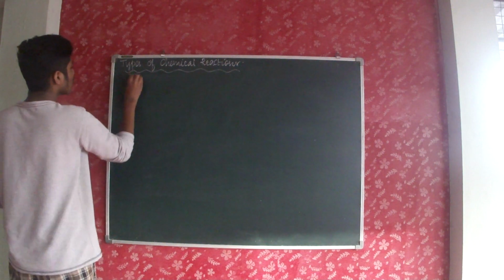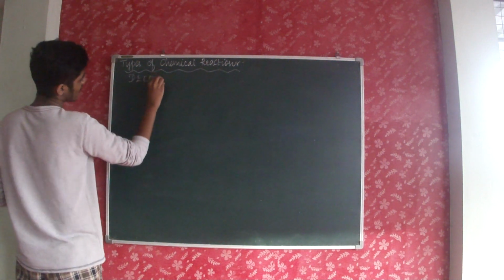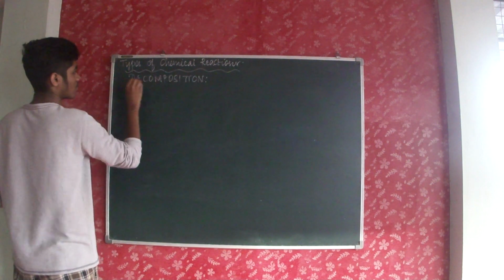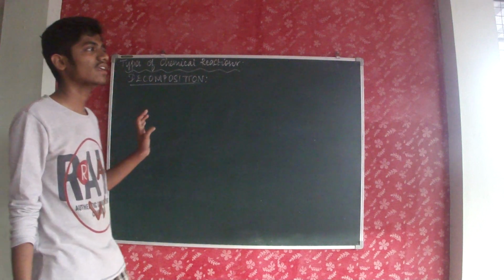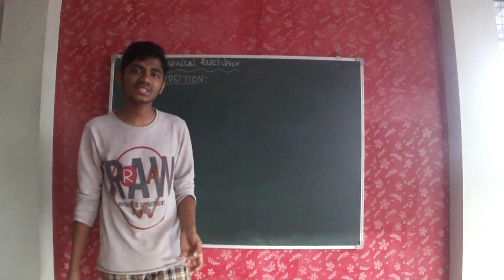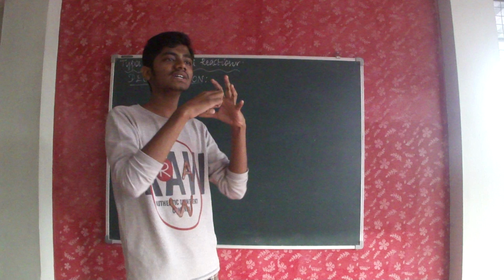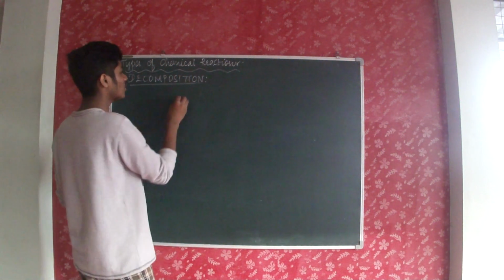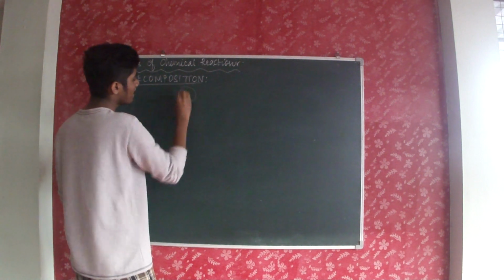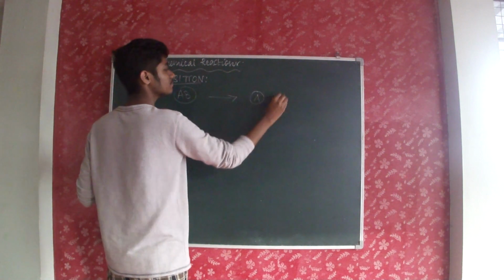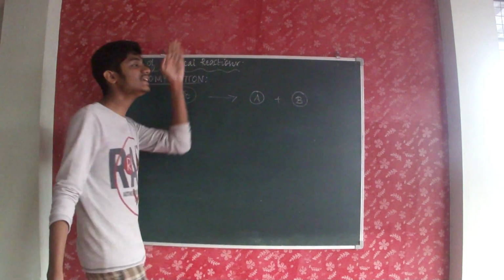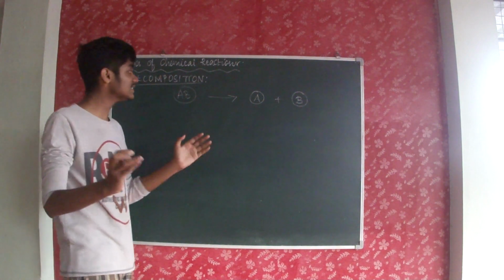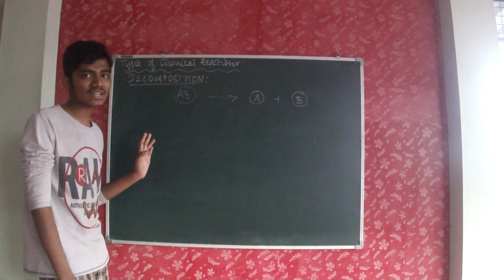Now the next thing we are going to see is decomposition reaction. We all know the meaning of the word decomposition. That is, something is getting broken down or decomposed. For example, if you take AB, it will give you A plus B. Splitting up of the reactants to give separate products. That's what we can say in easy language. That is what is known as a decomposition reaction.